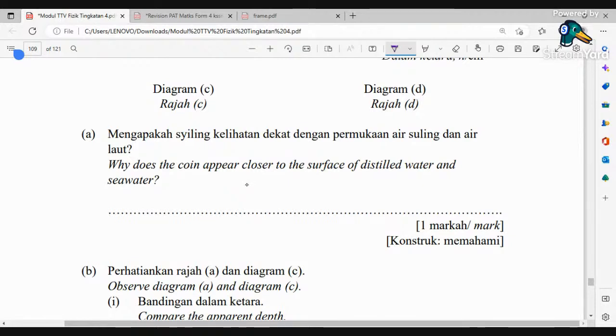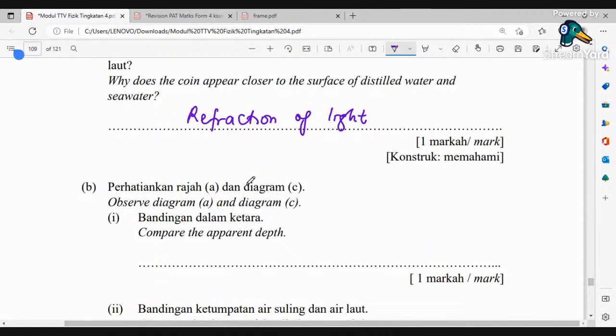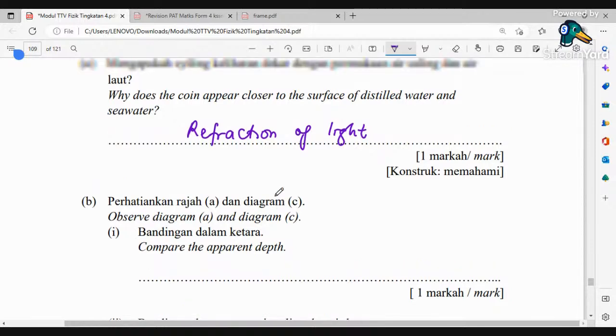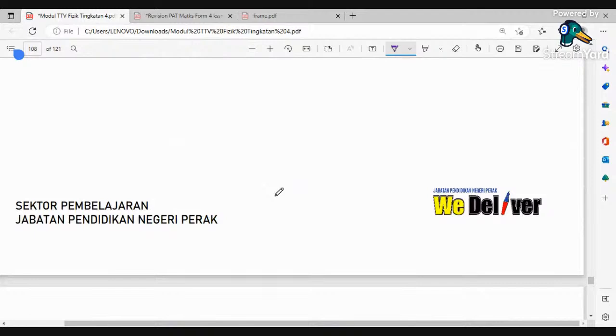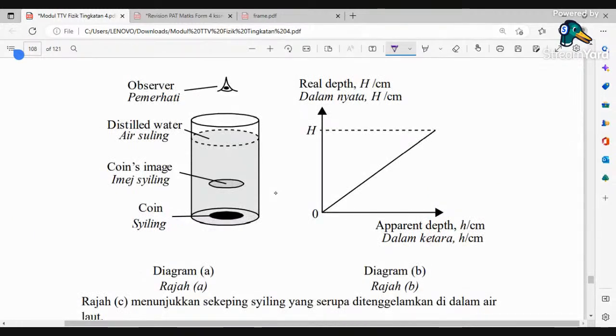Okay. Refraction. Okay. Or you can say due to light refracted pun boleh. Compare apparent depth A and C. A and C. Nampak ni, ini A. Okay. Apparent depth from surface of water to image. This is apparent depth.